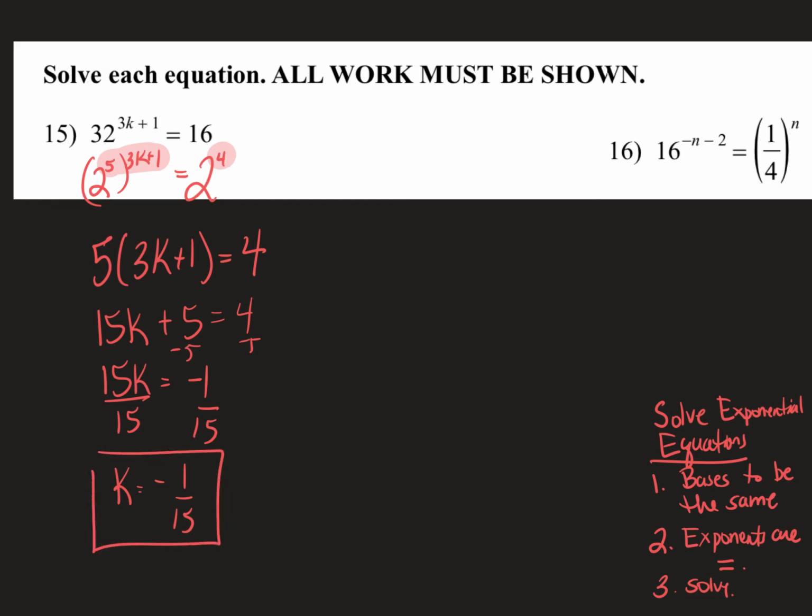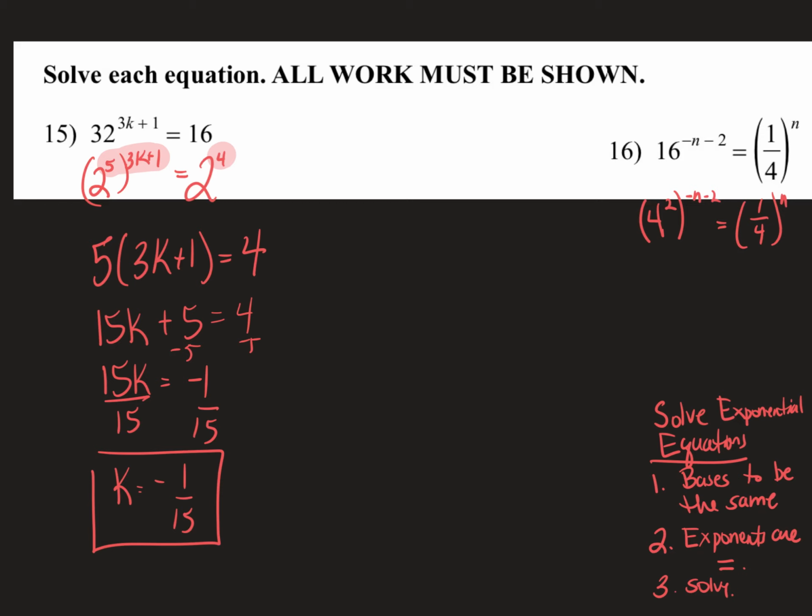Now for my next one, I'm going to ignore the fraction first because there's something special I have to do with that. I want to think about 16 and 4. Can I rewrite 16 with a base of 4? Yes. I could also rewrite both of them with a base of 2, but I'm going to rewrite 16 with a base of 4 first. So I'm going to have 4 to the second power to the negative n minus 2 is going to equal 1/4 to the n power.